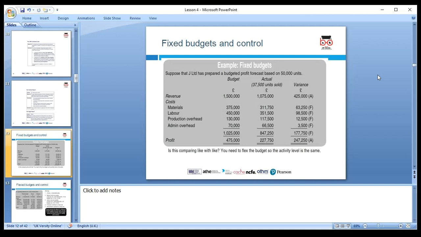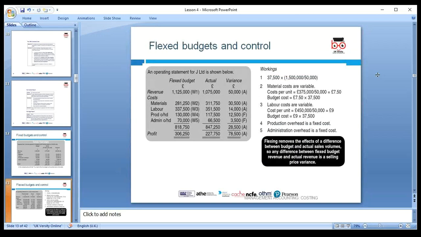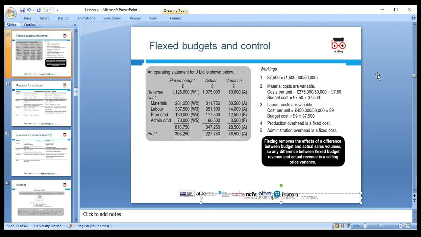Okay, next we're looking here at fixed and flex budgets, where we can find the variance. So for fixed, as we discussed, you will see there is an adverse variance because there is an activity difference. We're looking at 50,000 against 37,000, so there will be a difference. According to the flex budget, we need to find the fixed cost. Okay guys, spend 2-3 minutes and just look; we discussed this in another lesson as well.